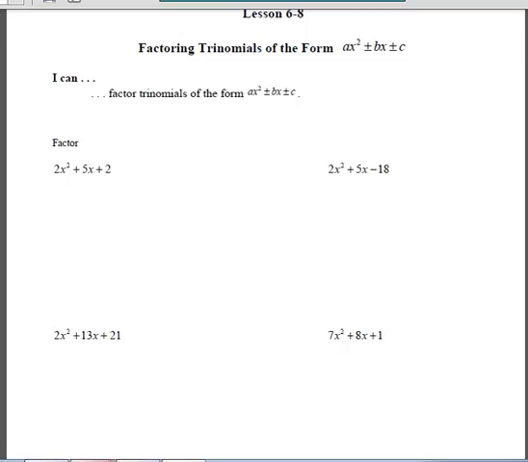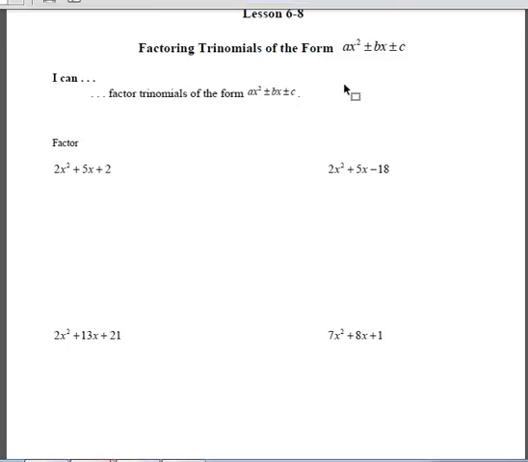Hello, welcome to the video notes for lesson 6-8, and this is about factoring trinomials of the form ax squared plus or minus bx plus or minus c. The learning target is the same as the title.